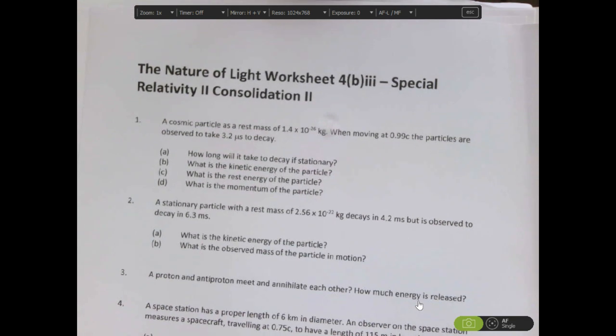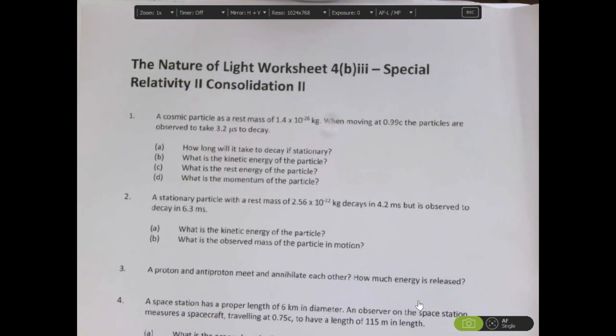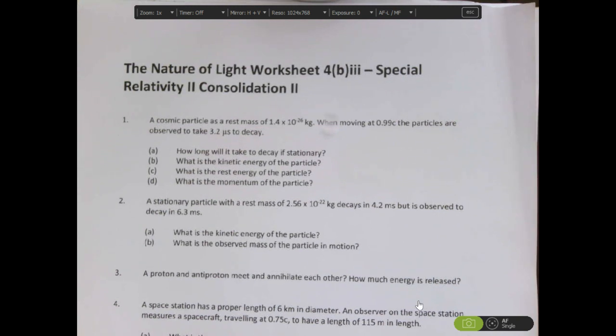Welcome back. We're now going to do the second of our consolidation worksheets. This is worksheet 4B3, and it is the second set of consolidation problems on special relativity. So let's look at question 1.